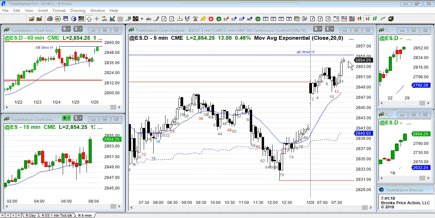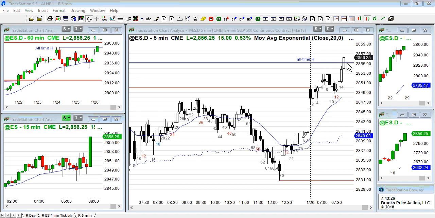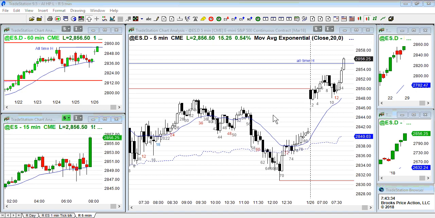Bulls trying to get consecutive big bull bars, but with all of this trading range trading today, I think the odds are against a big bull trend day. I talked about that earlier today. Consecutive good bull bars, assuming we close up here, the odds are we'll get at least a small second leg up.